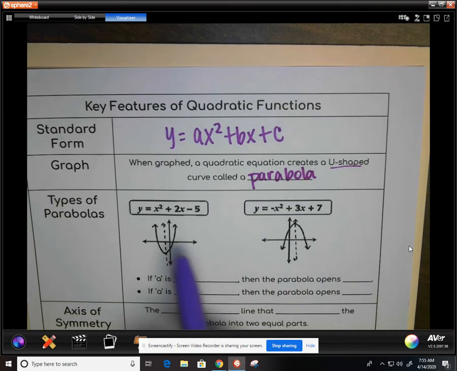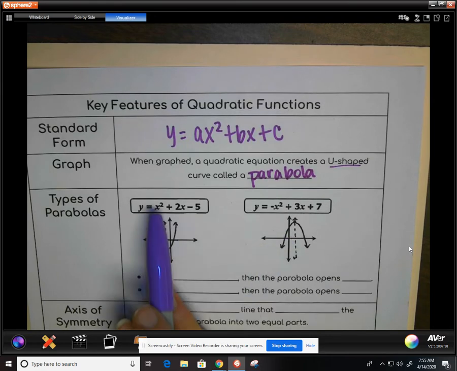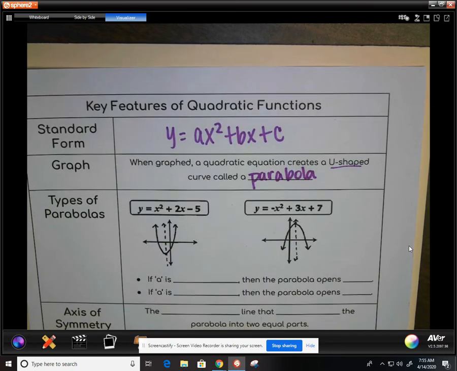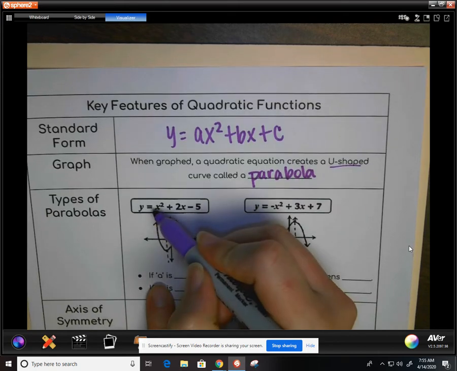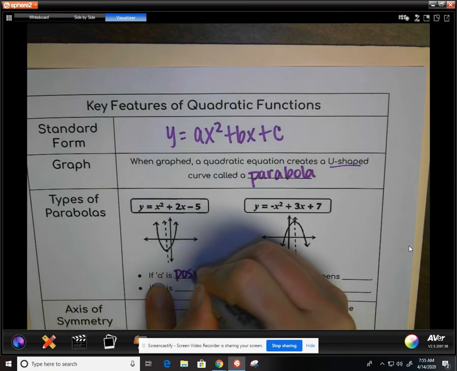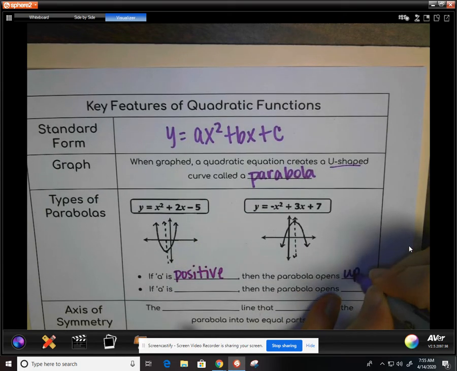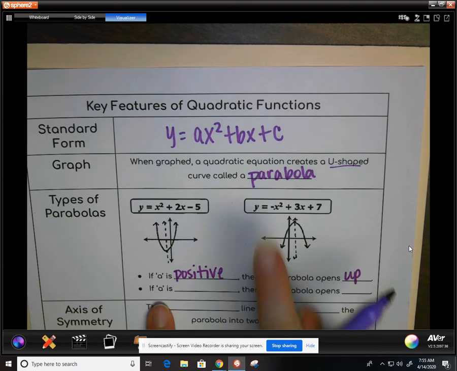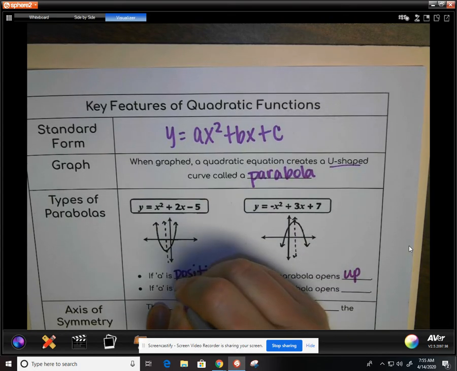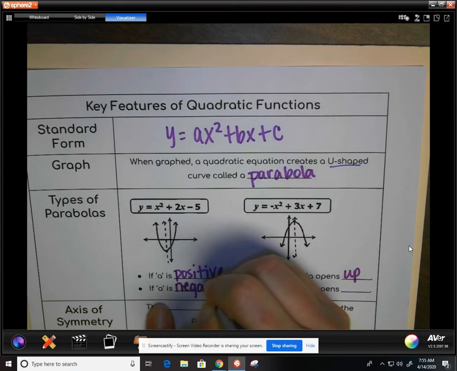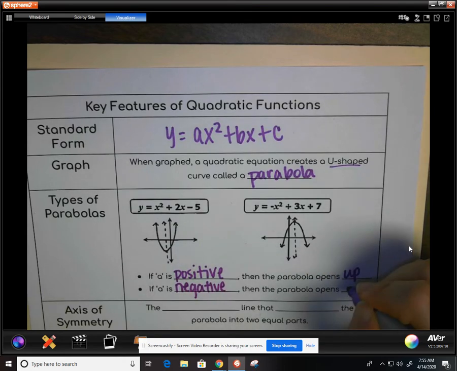Okay, so I've given you two pictures here. This equation is y equals x squared plus 2x minus 5, and this one is y equals negative x squared plus 3x plus 7. And you can see that the two lines go in a different direction, and here is why. If A, the very first thing, is positive, then the parabola opens up. If A, the very first thing, is negative, then the parabola opens down.